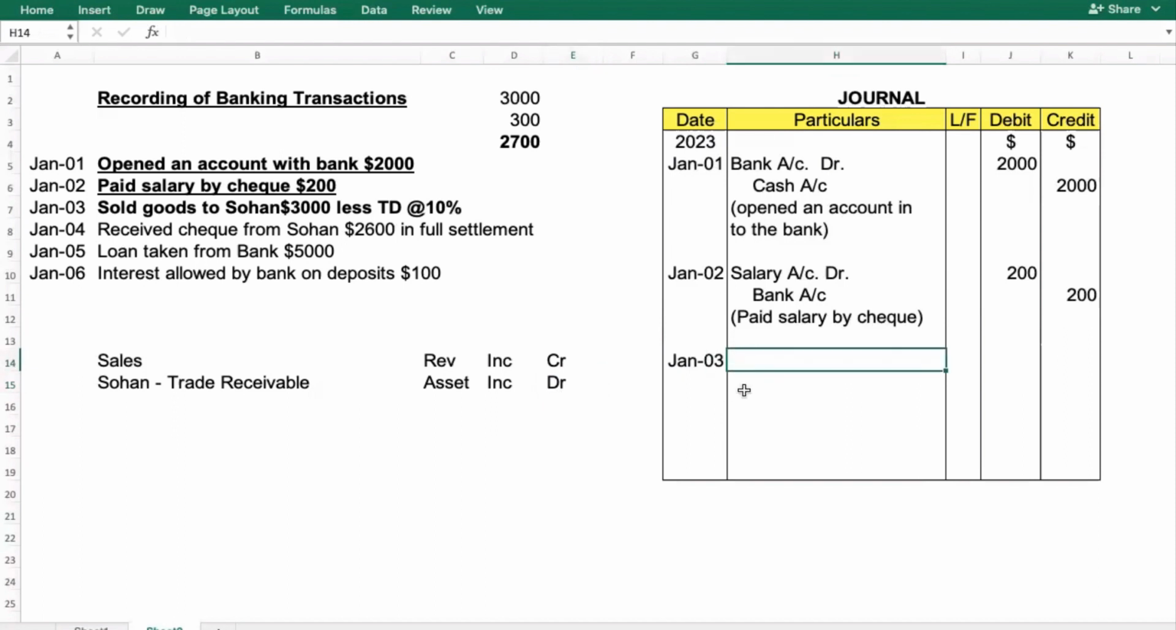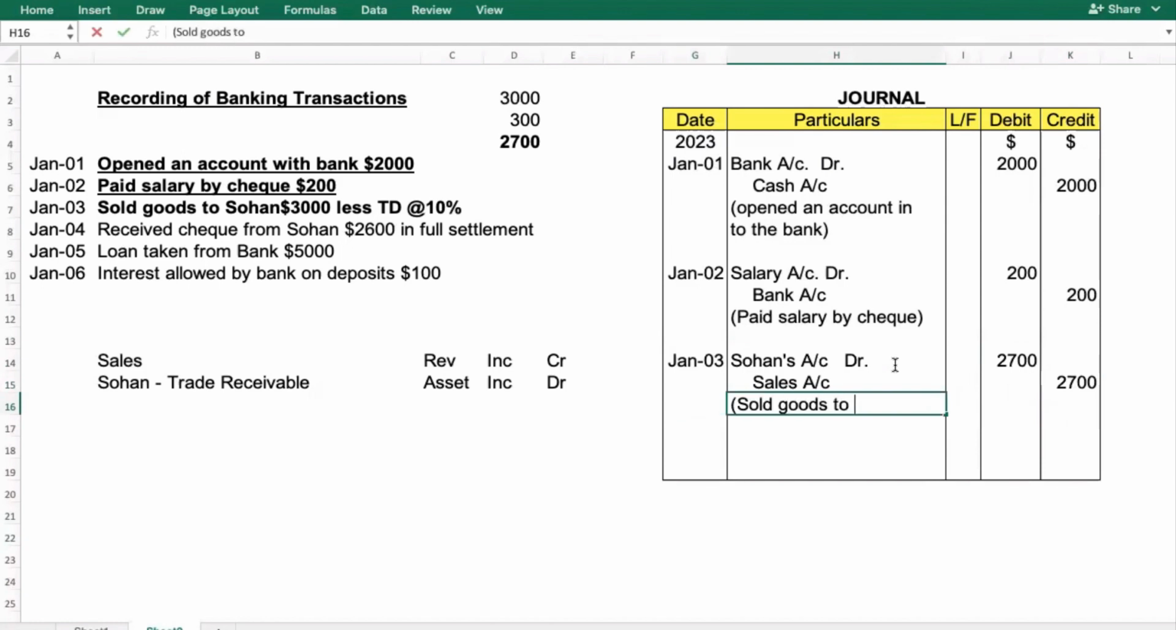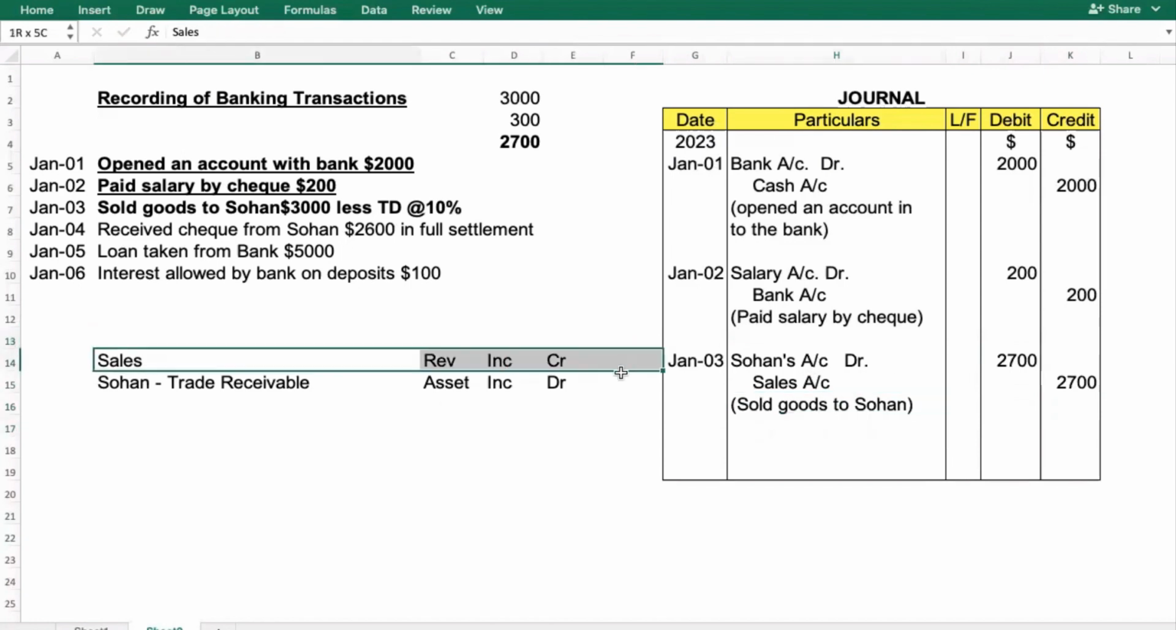So I need to debit Sohan's account, because I know the name. Otherwise, I would write trade receivable. But here I know the name, so I will write Sohan's account debit. How much money after trade discount? 2,700. And the credit item is sales. Sales account 2,700. Narration would be: sold goods to Sohan.